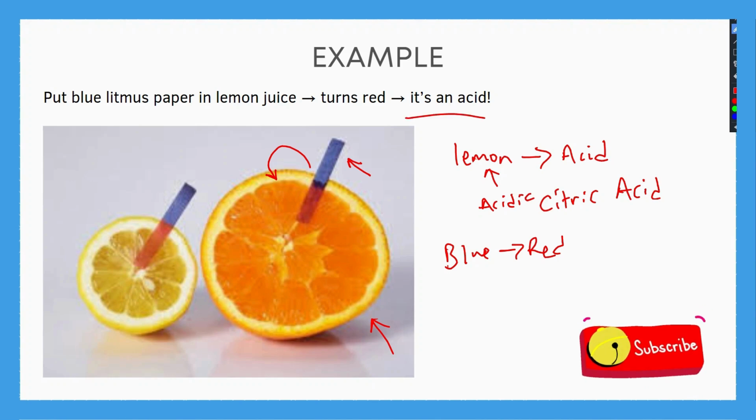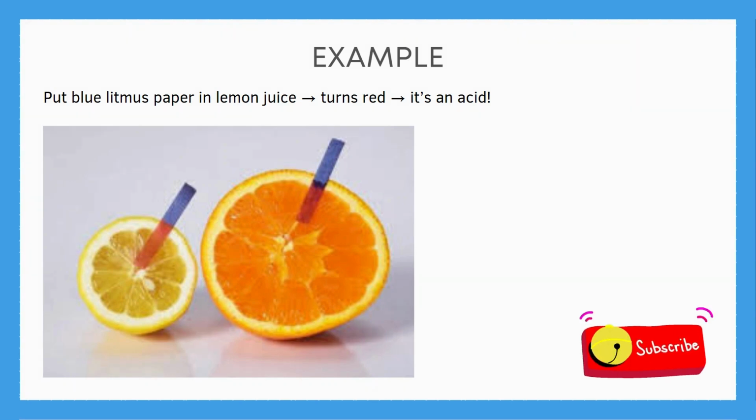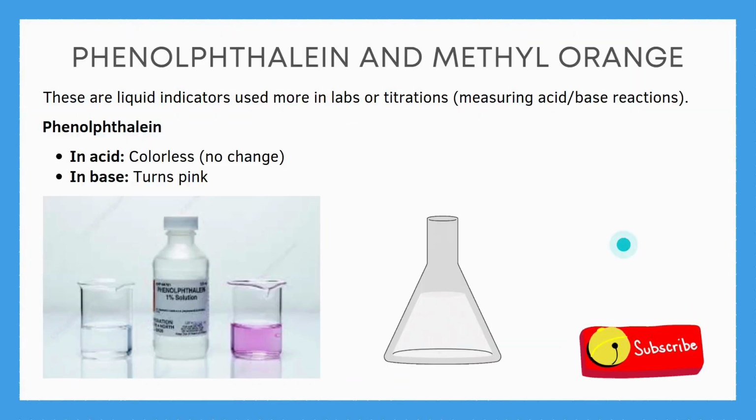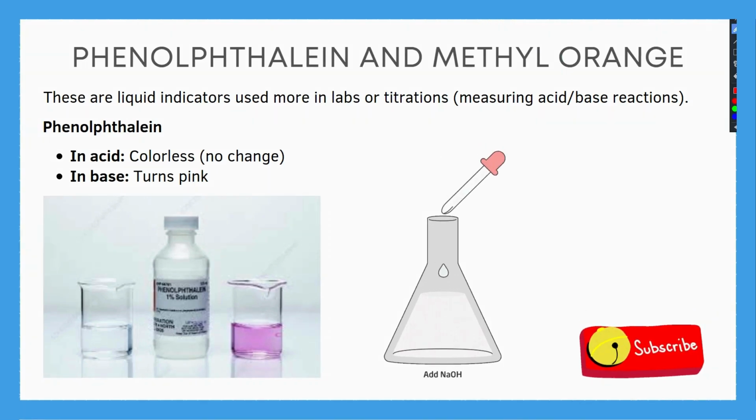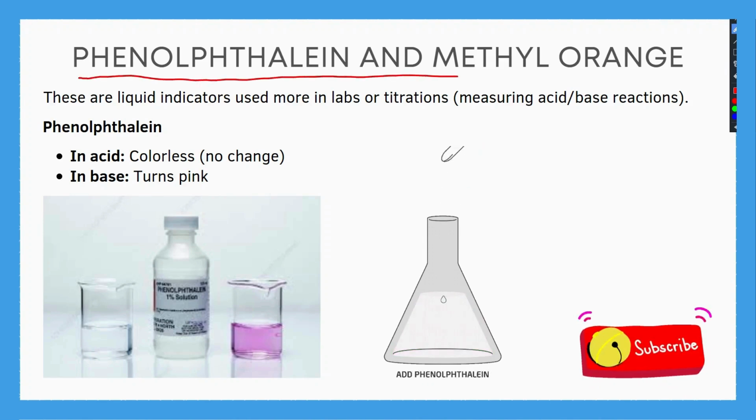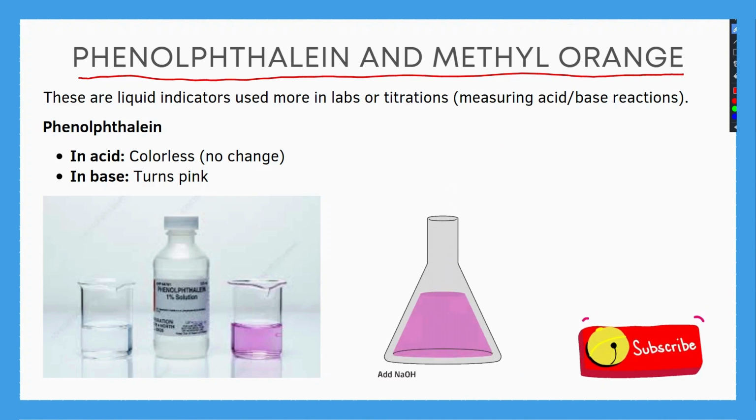So that's one case where litmus paper was used to test one of the relatable substances that we have in the home, which brings us to the next indicators that we want to talk about in this video. We're talking about phenolphthalein and methyl orange. Okay, so these are liquid indicators.